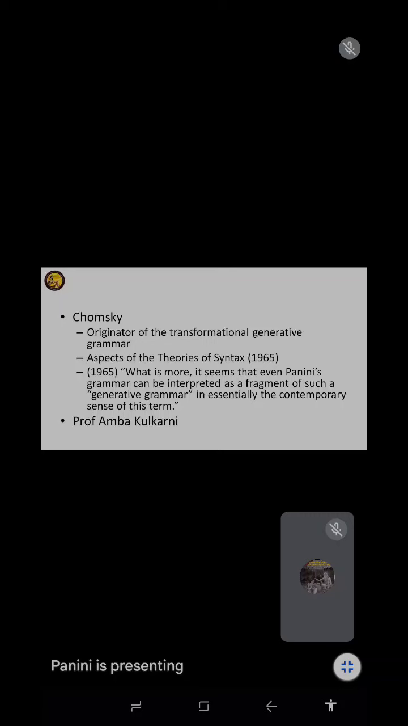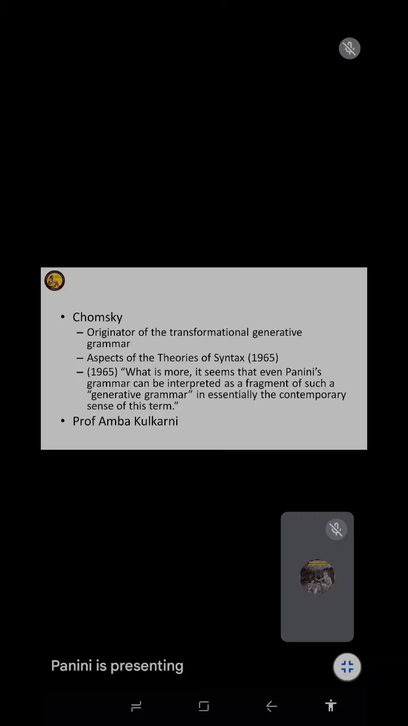And I have already contacted her in February, last month. She has agreed to take two classes on computational linguistics to explain how the Ashtadhyayi works with computers. So this is the systematic, generative system, and how it is now evidenced from computational linguistics. Computational linguistics mostly developed because of Panini's grammar.